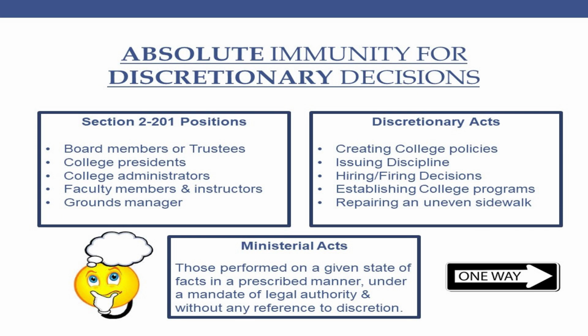I have included some examples from our Illinois cases confirming the types of positions and the types of decisions that are involved. And as you can see, everyone from trustees to other college staff can make discretionary decisions. And you see on this slide, the types of decisions or conduct recognized as discretionary is very, very broad. Now, by contrast, ministerial acts are those that are performed on a given state of facts in a prescribed manner under a mandate of legal authority and without any reference to discretion.